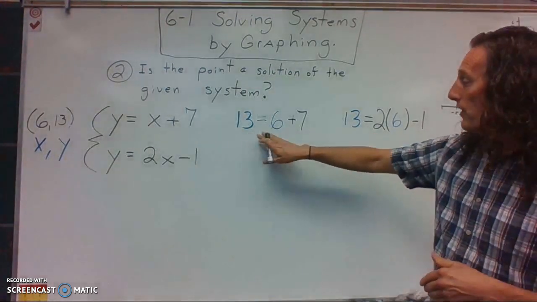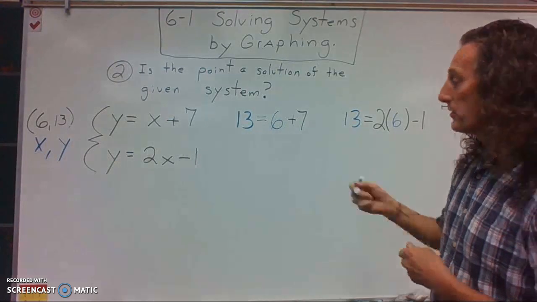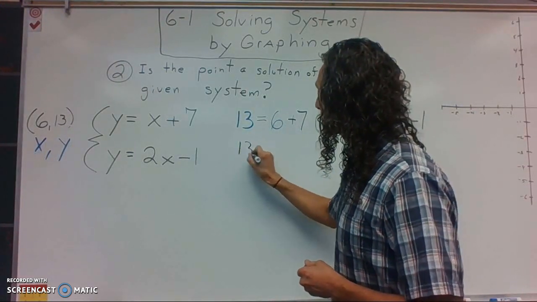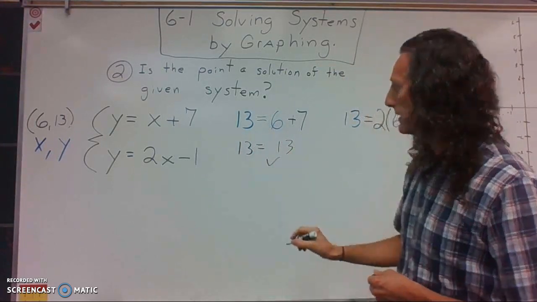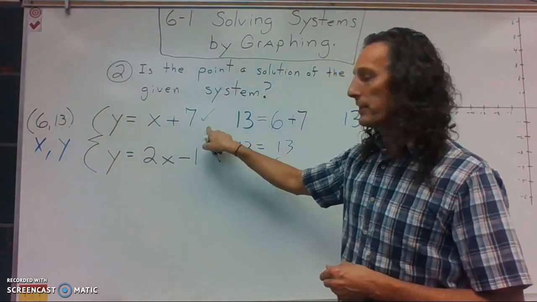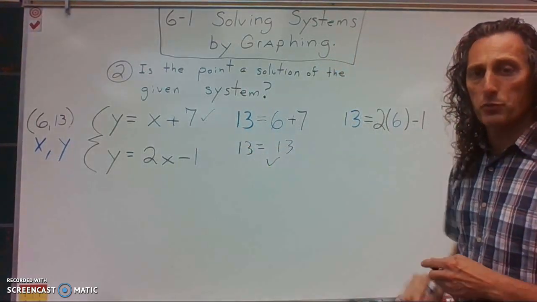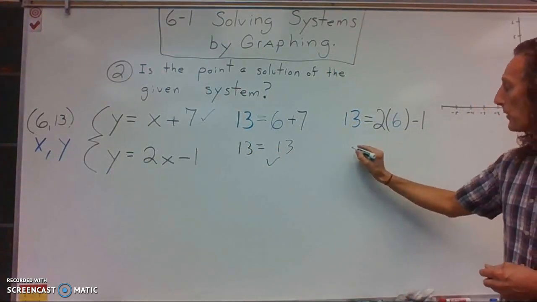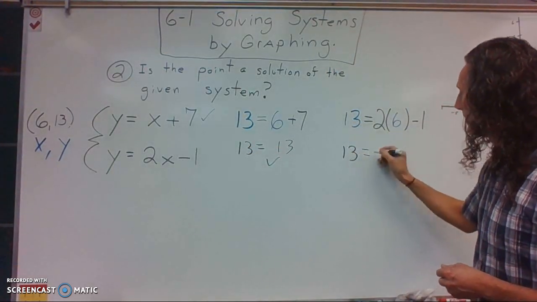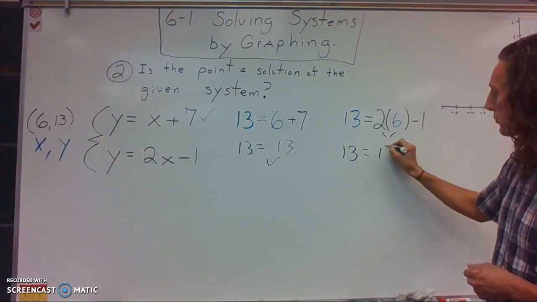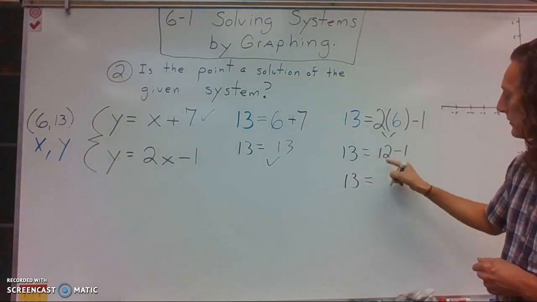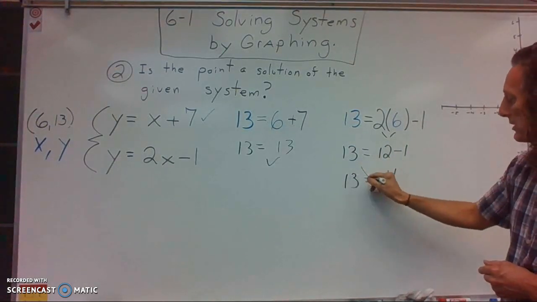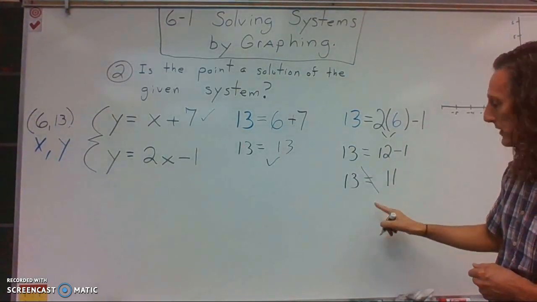So again, this one, you go 13, you drop it down. 6 plus 7, that's 13. This one checks off. So we can put a little check next to that, it does work. Now over here, we drop down our 13. We go 2 times 6 is 12. 12 take away 1 is 11. This is a no. Okay, so this is a no.